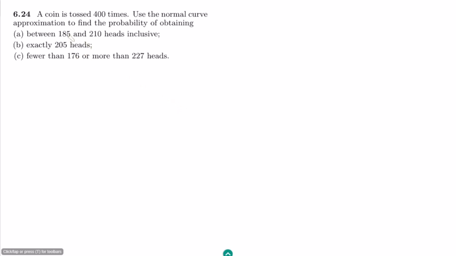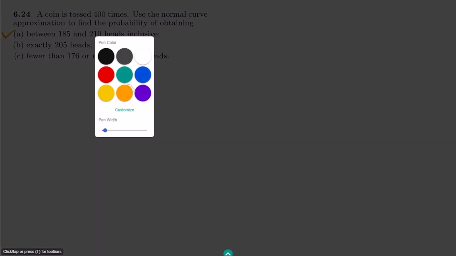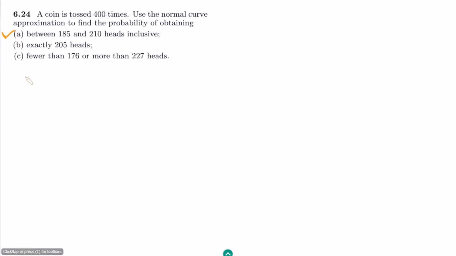Welcome back, guys. So this is question 6.24 of chapter 6, and the statement of this question is: a coin is tossed 400 times. Use the normal curve approximation to find the probability of obtaining A between 185 and 210 heads. Okay, so let me write the data with it as well.